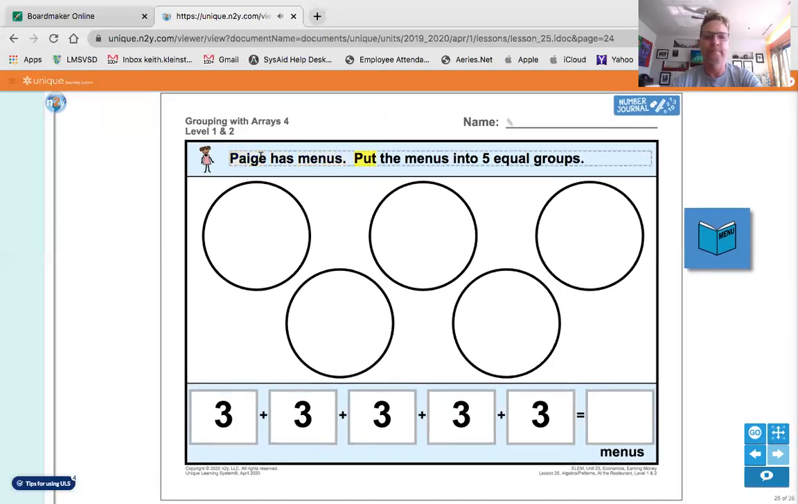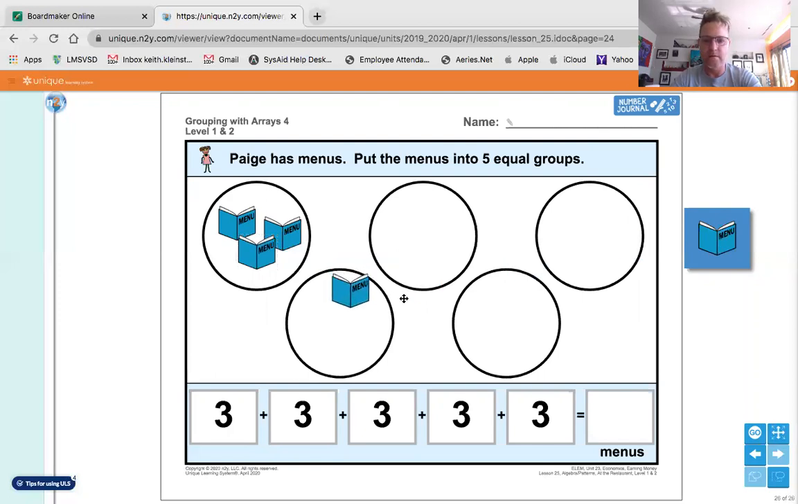Paige has menus. Put the menus into 5 equal groups. 5 equal groups. So it wants to make 5 equal groups, we need 3 in each group. 1, 2, 3. Again, you can use this paper for this at home.